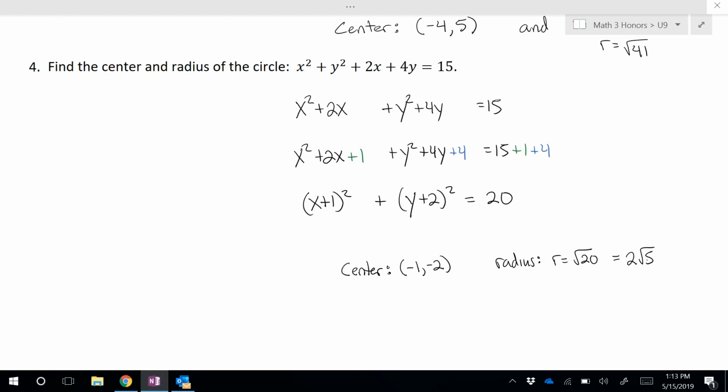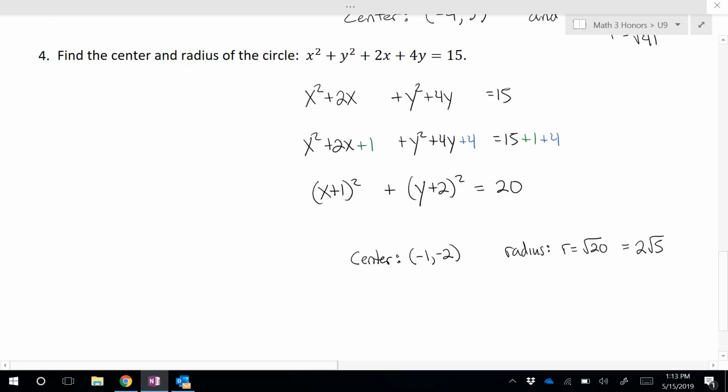How are we doing with circles? This is as complicated as circles get. Okay. I got one more example though, but circles are easier than parabolas because there's only two pieces, center and radius. Okay.